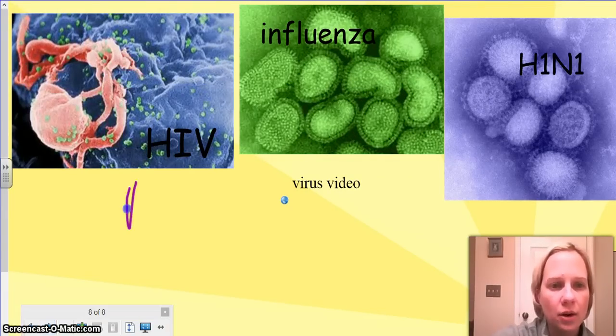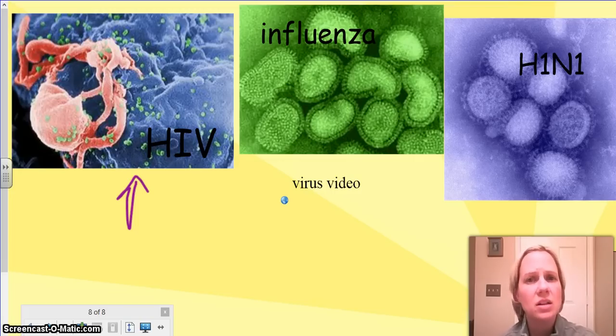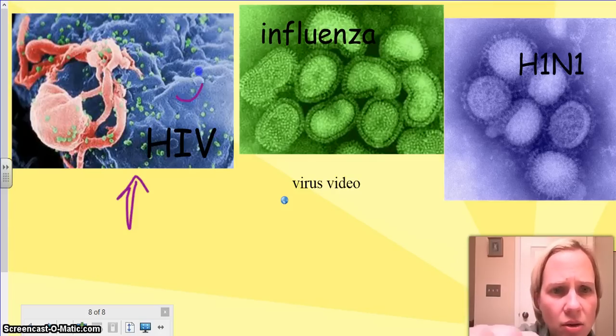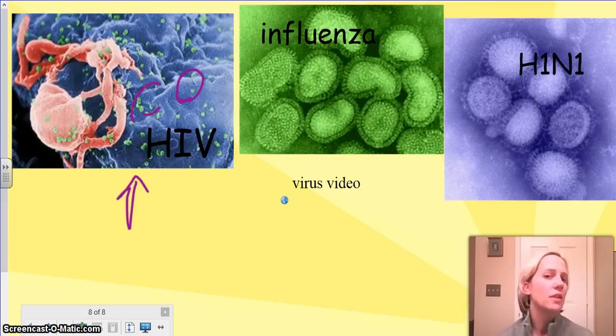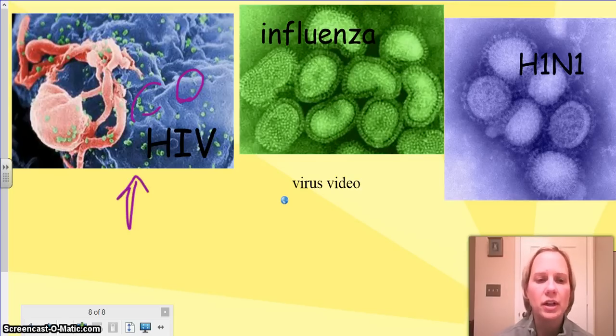These are some examples of viruses, probably ones you have heard of before. We've all probably heard of HIV, human immunodeficiency virus. It comes in and attacks the immune system, and it eventually leads to the disease AIDS. What you see here is the virus, all these little green things. Then there's influenza, the flu. If you've ever had the flu, this is what the flu virus looks like. And this is what an H1N1 virus looks like. If you've ever been affected by a virus, these are different examples.